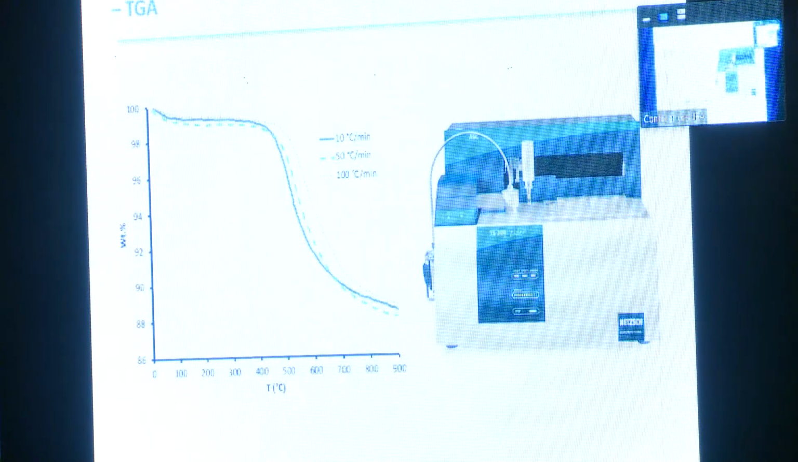For the thermogravimetric analysis, I used this instrument. And here you could see from room temperature to 900 degrees Celsius, how much weight loss we have. And we could see that at different heating rates from 10 to 100 degrees Celsius, we have on average 12% reduction, which is especially the dehydroxylation of the aluminosilicate.